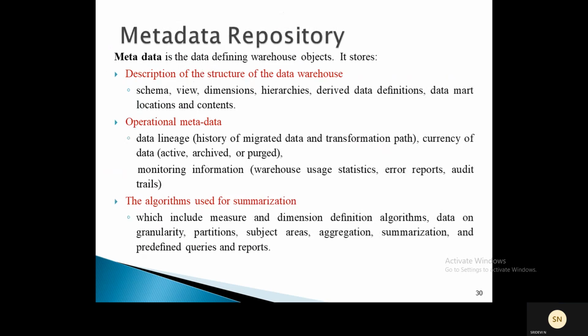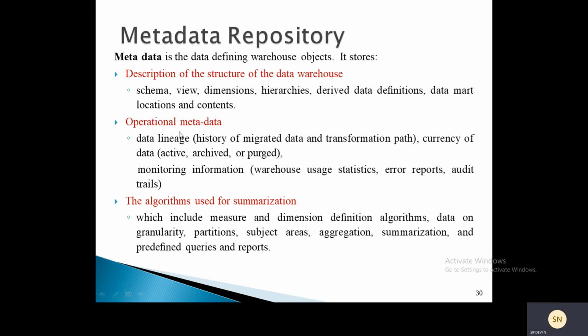Okay. So what is the metadata repository in the architecture? Metadata is nothing but information about the data; it's data about the data. When used in a data warehouse, metadata is the data defining the warehouse objects. A metadata repository should contain a description of the structure of the data warehouse. That is, it should have the schema, views, dimensions, hierarchies, derived data definitions, data mart locations, and contents.